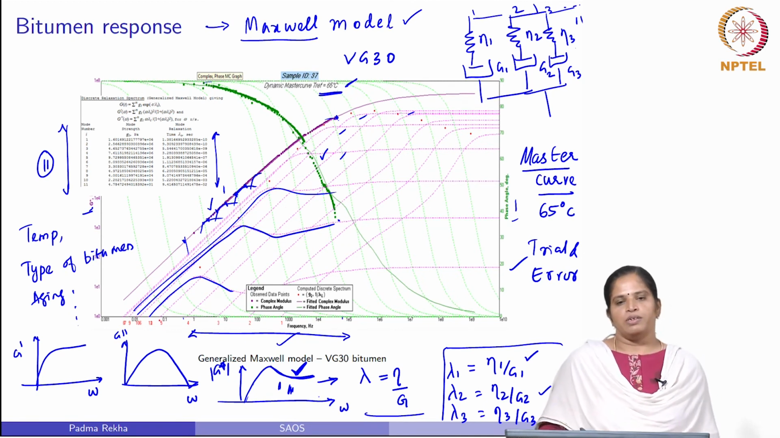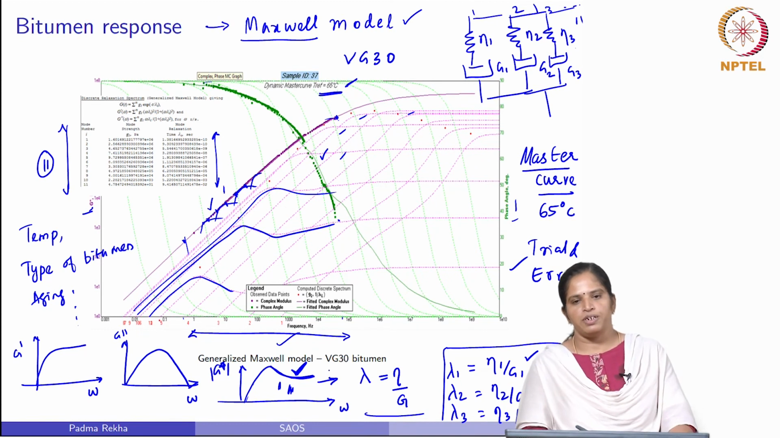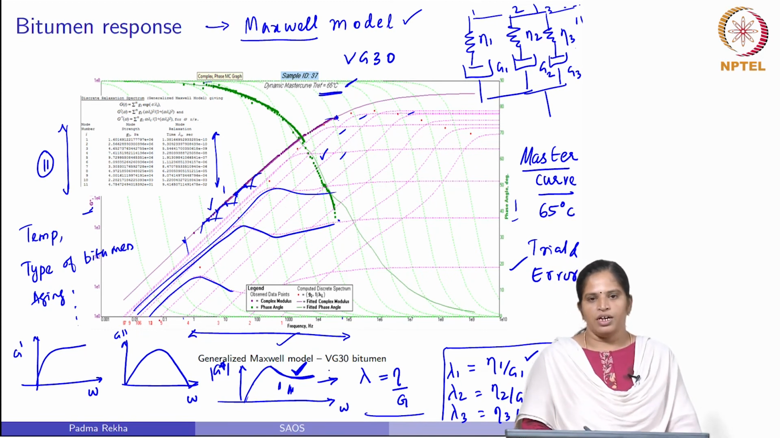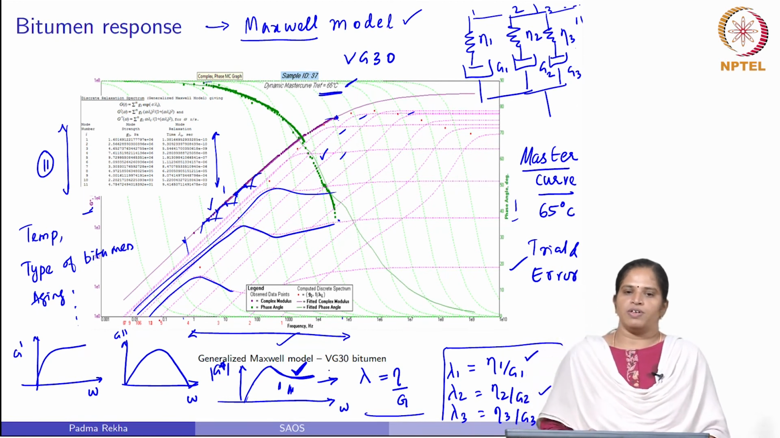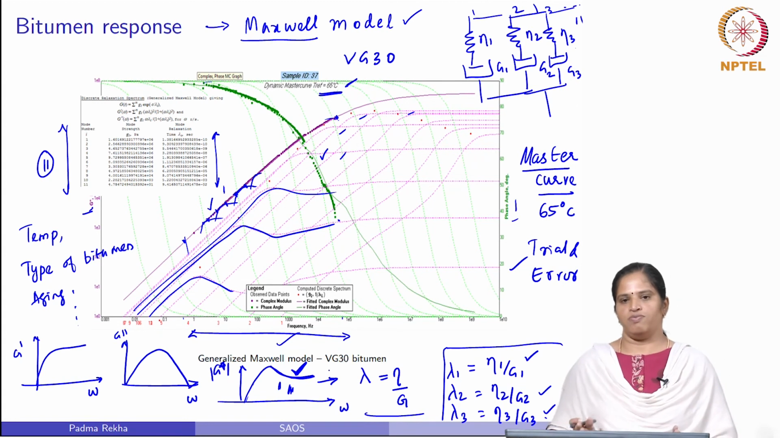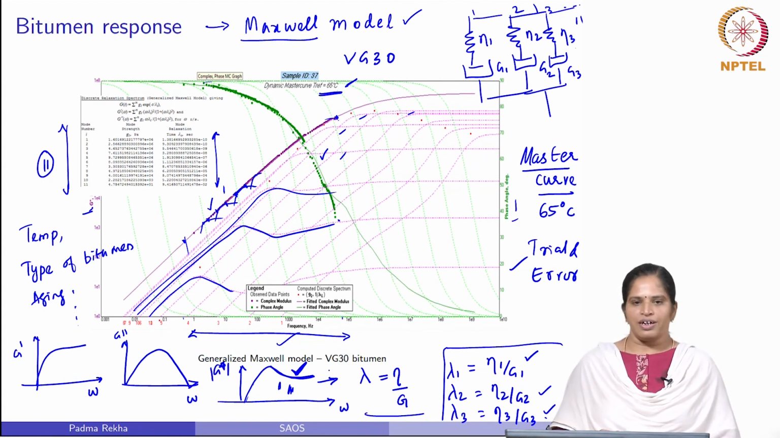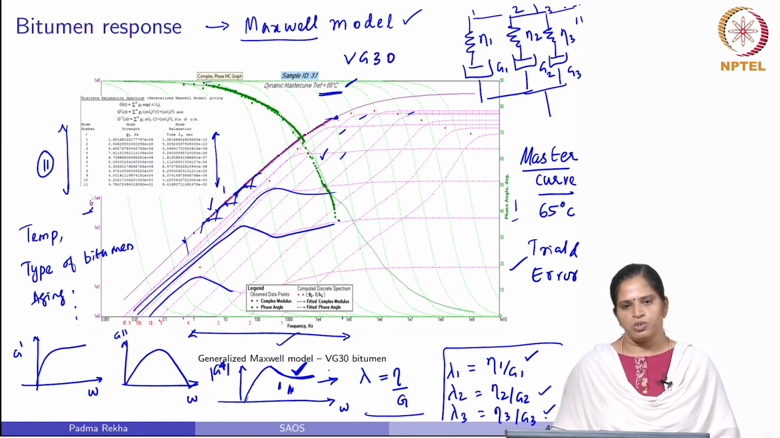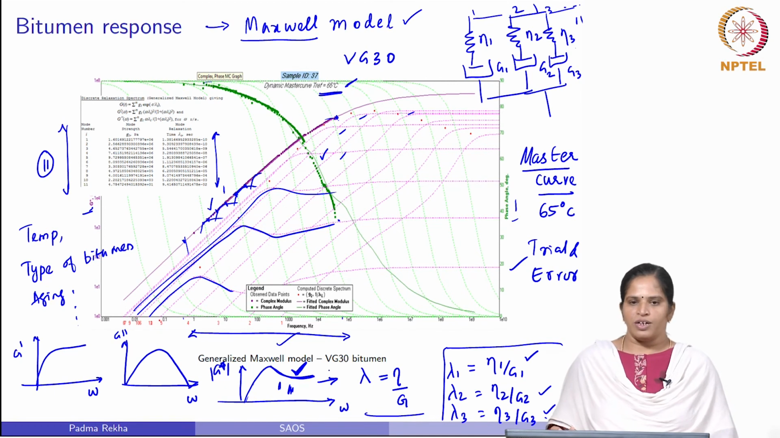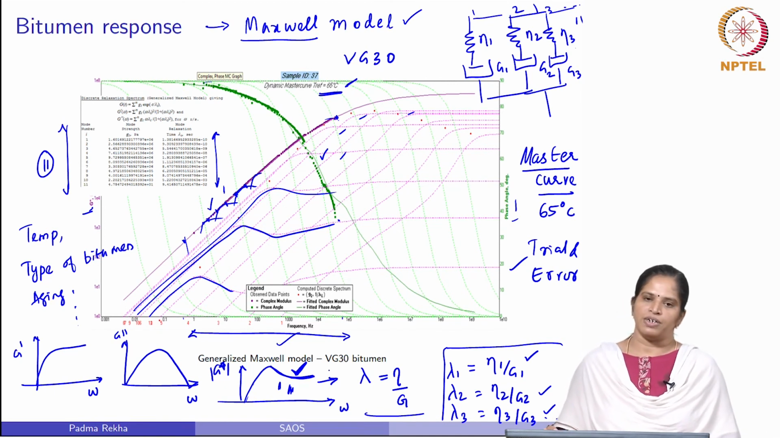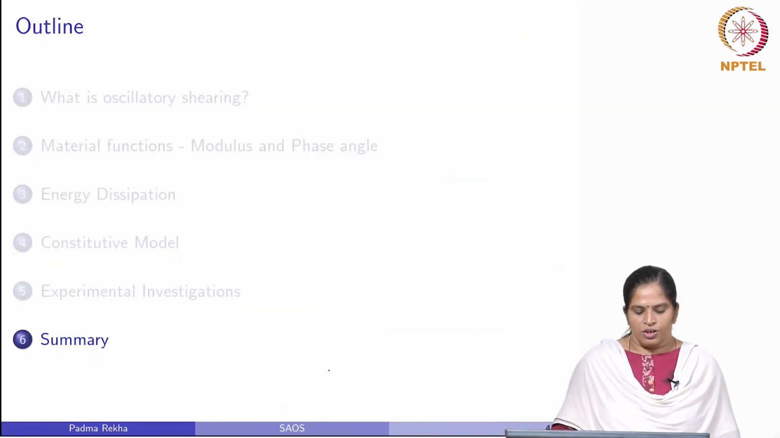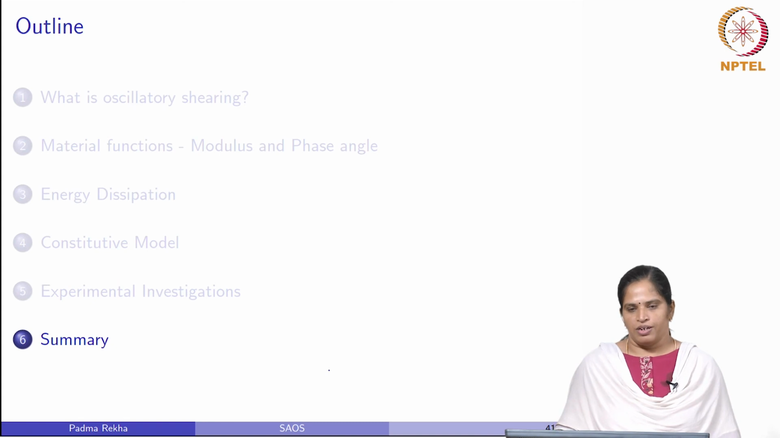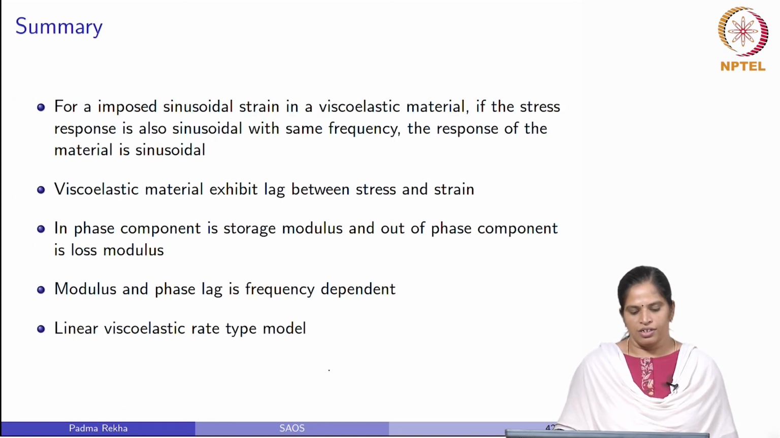So, we have seen two model predictions compared with experimental data. One is a Burger's model and the other is a generalized Maxwell model. Burger's model, we have seen, could predict only the viscous fluid like response. A generalized Maxwell model can predict the response of a bitumen over a wide range of frequency, but the number of relaxation modes has to be selected based on the temperature, type of bitumen we use, aging characteristics and many other factors. So, let us summarize what we have learnt in two classes.